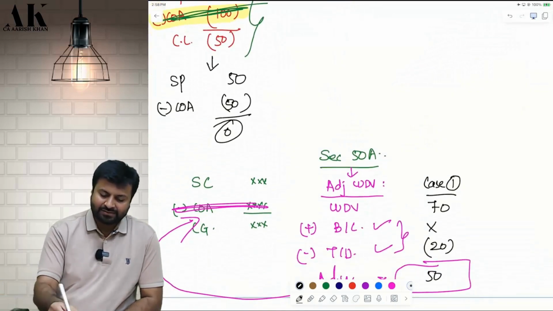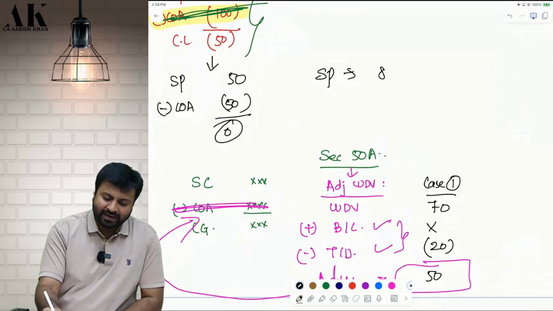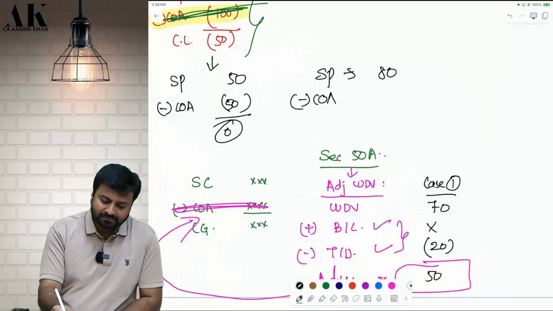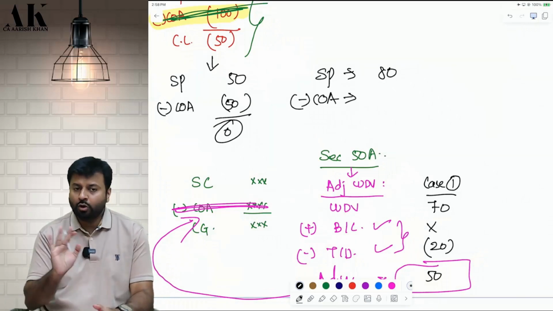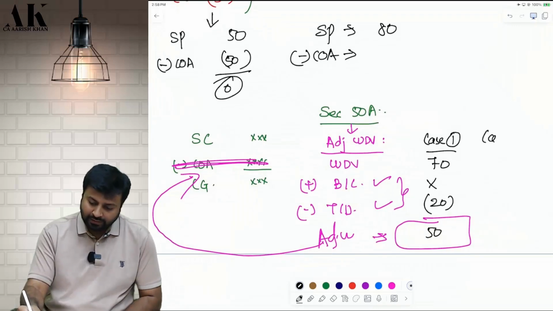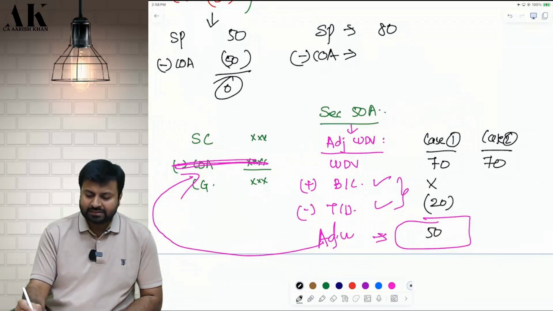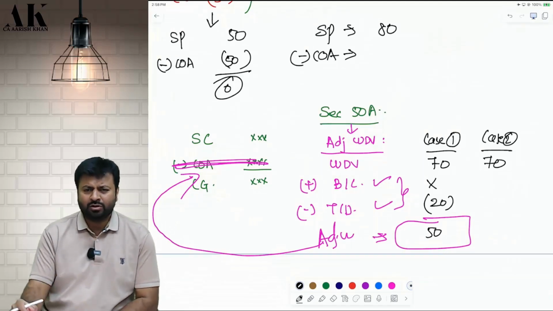Similarly, in second case, what is your selling price? 80 rupees. Correct? What is your cost? Can I take 100? No. I have to take the readjusted cost. What shall I write over here? Please see here, Niveda. 70 is my... this same example is there in your book. Don't worry.